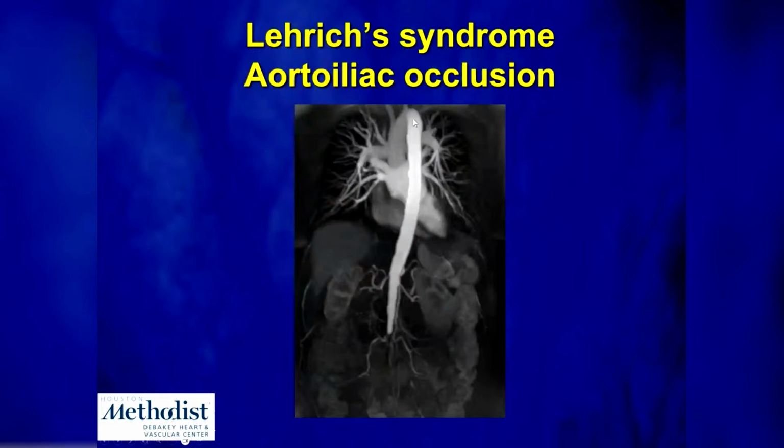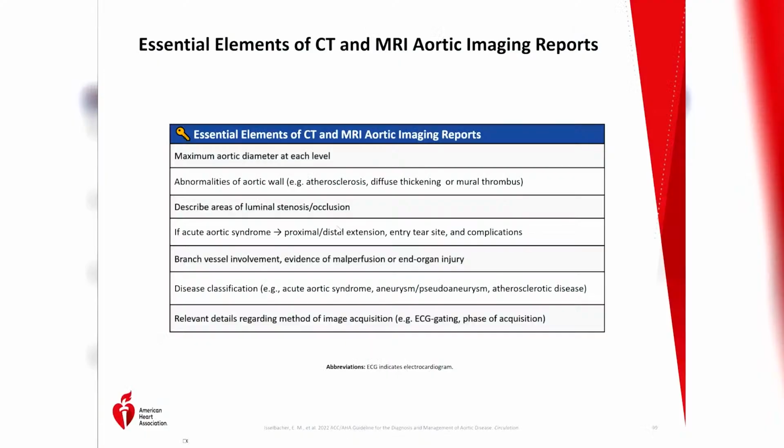And I'm going to show you this case of Leriche syndrome, which by definition is an aortoiliac occlusion. This is using CT. You could see over here the distal abdominal aorta is completely occluded, and then there is collateral circulation going down to the legs. Think about this in those patients who present with impotence and also present with intermittent claudication.